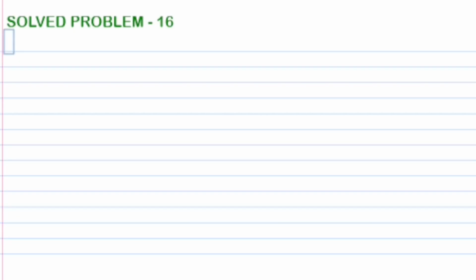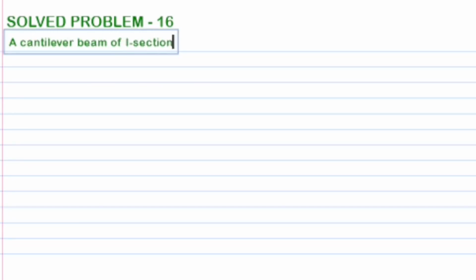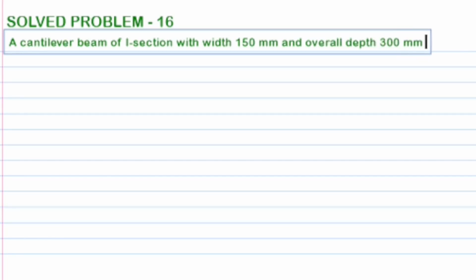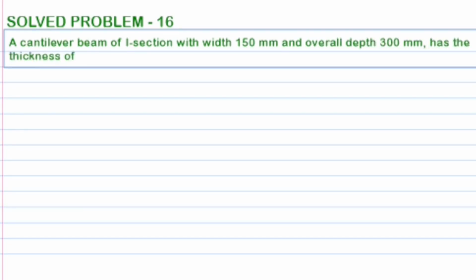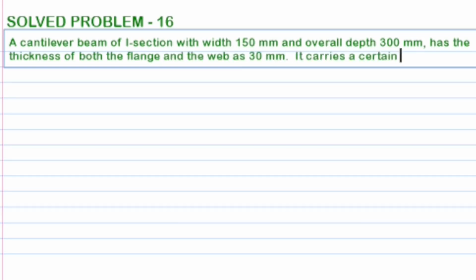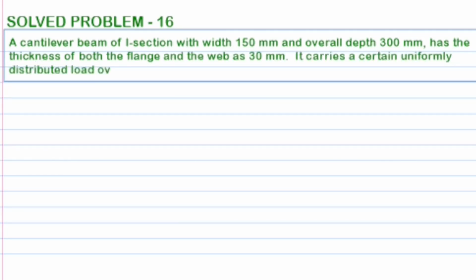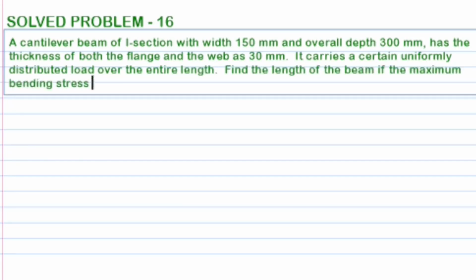We now arrive at the final solved problem of the chapter. The solved problem 16 is stated as follows. A cantilever beam of I section with width 150 millimeters and overall depth 300 millimeters has the thickness of both the flange and the web as 30 millimeters. It carries a certain uniformly distributed load over the entire length. Find the length of the beam if the maximum bending stress is 4 times the maximum shear stress.